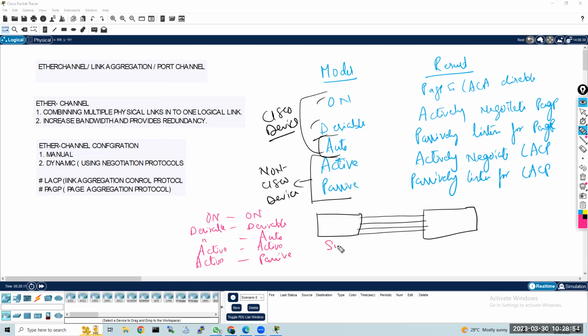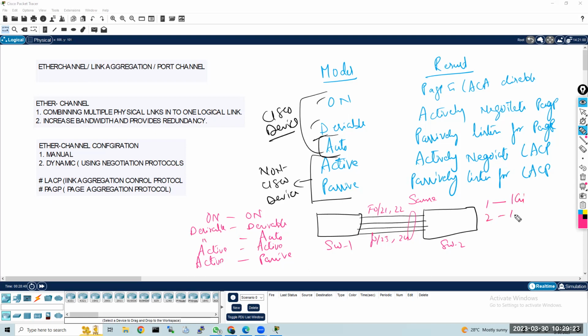This is my switch 1 and this is my switch 2. Maybe you connected FastEthernet 21 and 22, and this is FastEthernet 23 and 24. This is how we can make it a bundle. Remember, guys, link speed should be the same. This is very important. For example, one link is 1 gig.